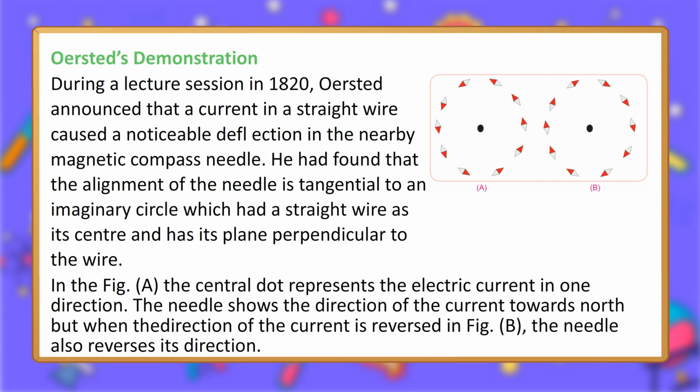In figure A, the central dot represents the electric current in one direction. The needle shows the direction of the current towards north, but when the direction of the current is reversed in figure B, the needle also reverses its direction.